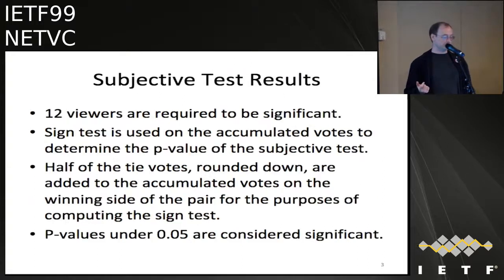So the statistical analysis side, generally you need about 12 viewers to get results that are significant. That doesn't mean it's a guarantee that if you have 12, you'll have significant results, but you probably need at least that many. So all the voting is prefer A or prefer B, so there's no indication of how strong that preference is. And then we test for significance using a sign test. For all the people who vote tie, it basically counts as half a vote for and half a vote against, or half a vote for A or half a vote for B, however you want to think about it. The main effect is as you get lots of ties, it becomes much harder to have a significant result. And then all p-values under 0.05 are considered significant.